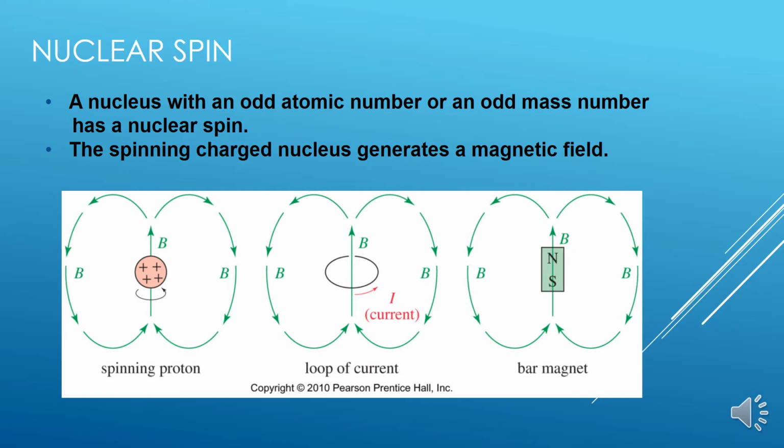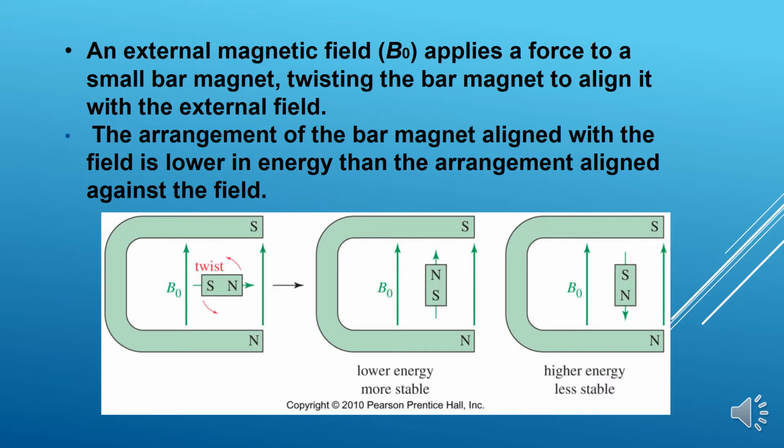I just told two types of separations take place: alpha states and beta states. An external magnetic field B0 applies a force to the small bar magnet. That means if we keep a bar magnet under the external magnetic field, it will twist. So it twists to align with the external field.